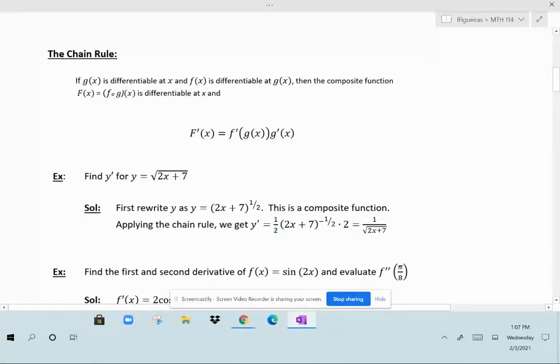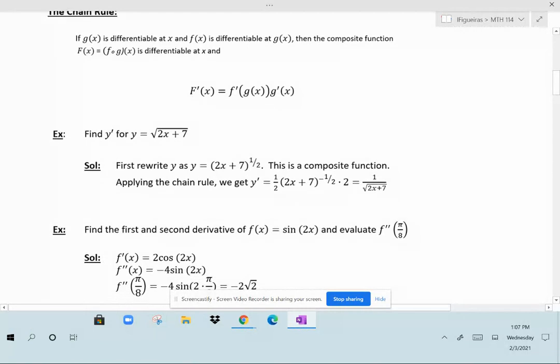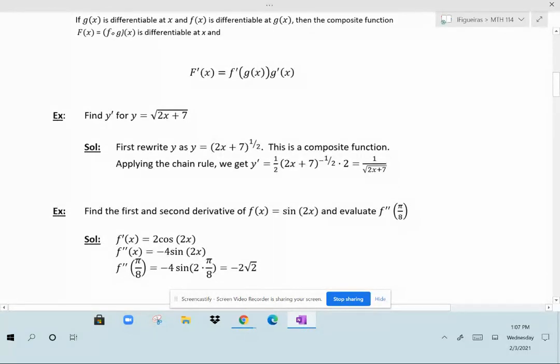All right, let's look at another one. We want to find the first and second derivative of f of x equal to sine of 2x, and then evaluate the second derivative at pi over 8. Okay, so this is also a composite function. The sine would be considered the outer function, and the 2x would be considered the inner function.